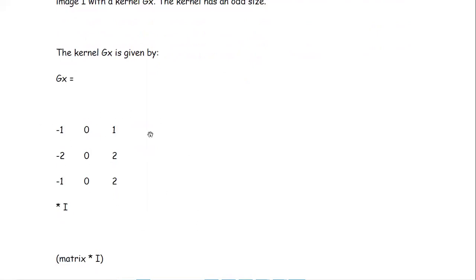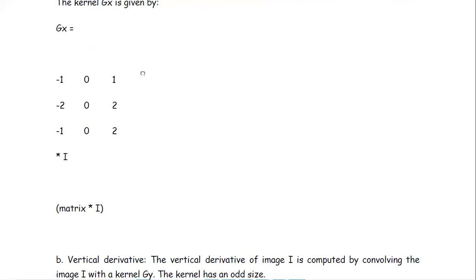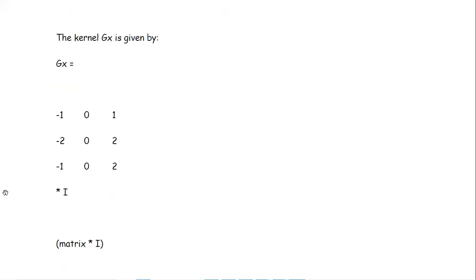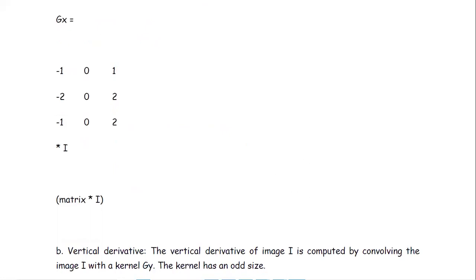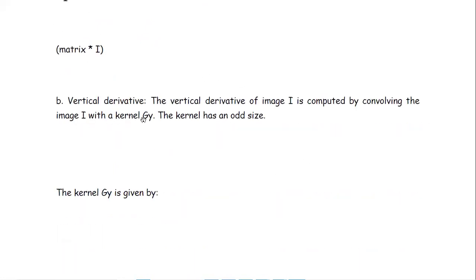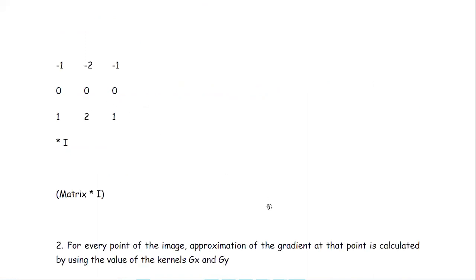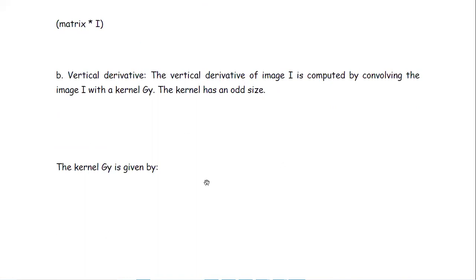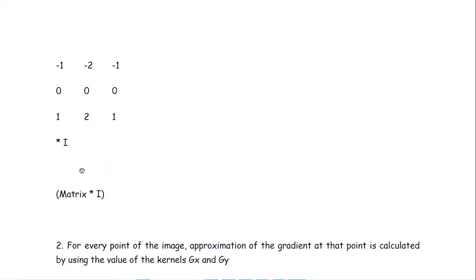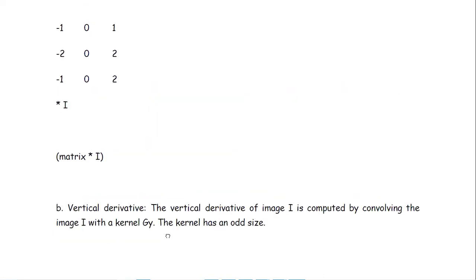Then Gx is equal to this kernel we are talking about, convolved with our input image I. Similarly, we take the vertical derivative. The convolution is done by convolving image I with the kernel Gy. That's simply saying multiplication with I, and the Gy value is given by this.